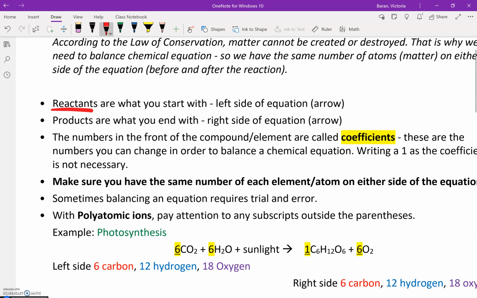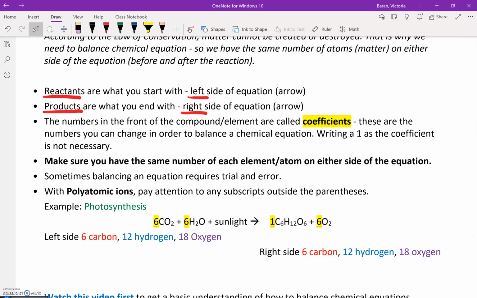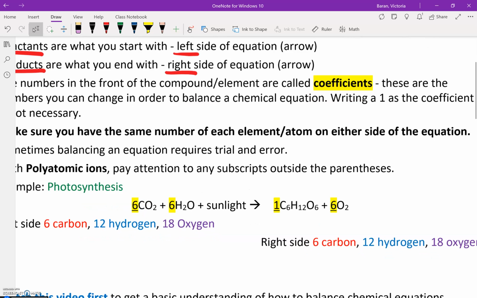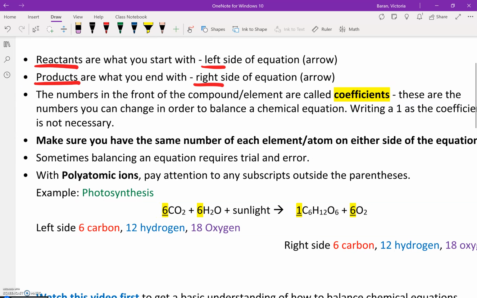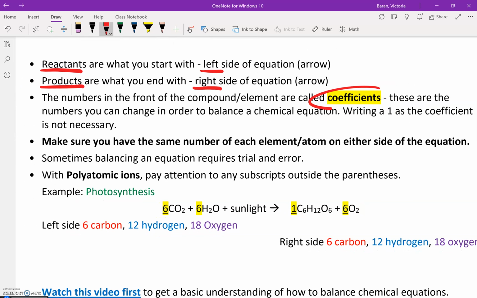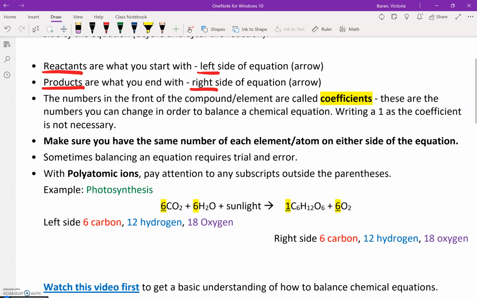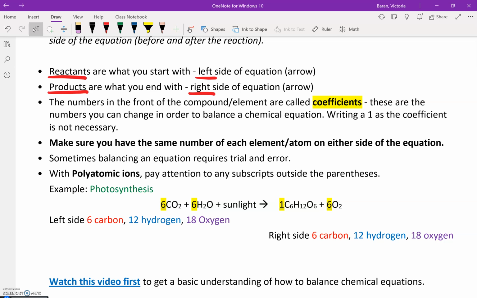Remember that reactants are on the left-hand side of the equation, or left of the arrow, and your products are to the right of the arrow. And you need to make sure that your reactants and your products on either side have the same amount of each element or atom. However, you cannot change the subscript, so you cannot change these little numbers in order to balance a chemical equation. Rather, you have to change the number in the front, which we call the coefficient. That's what I have highlighted in yellow. And we change those numbers in order to balance the chemical equation.